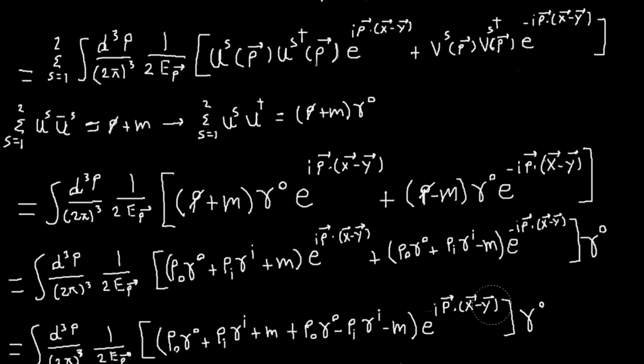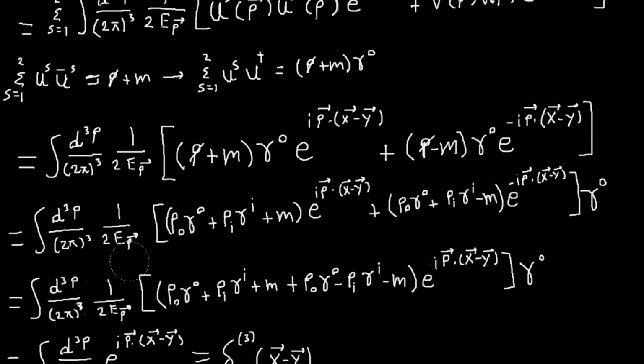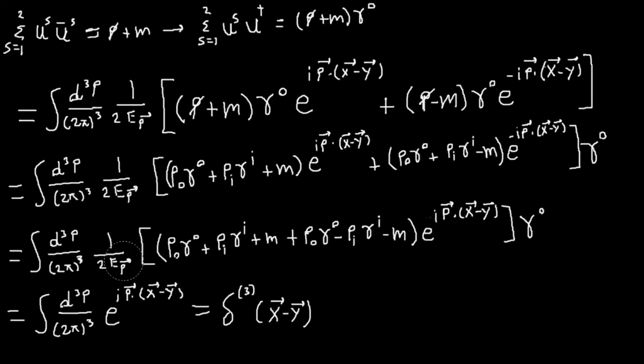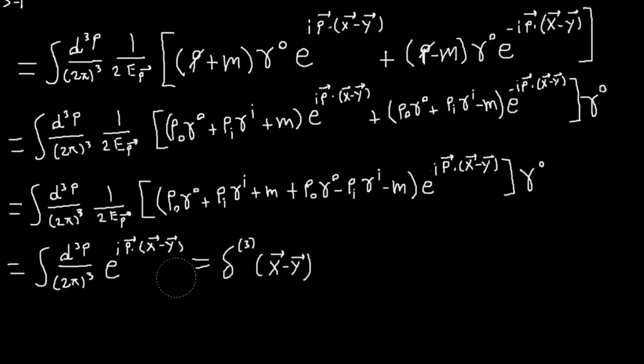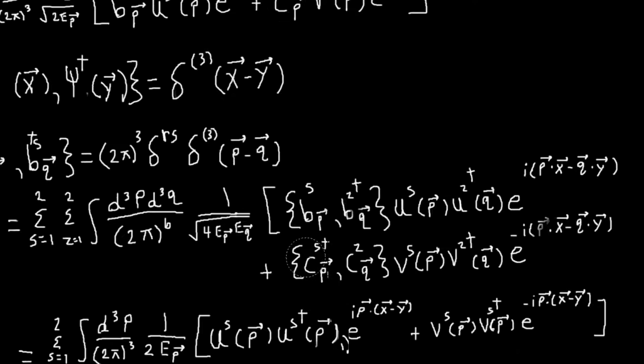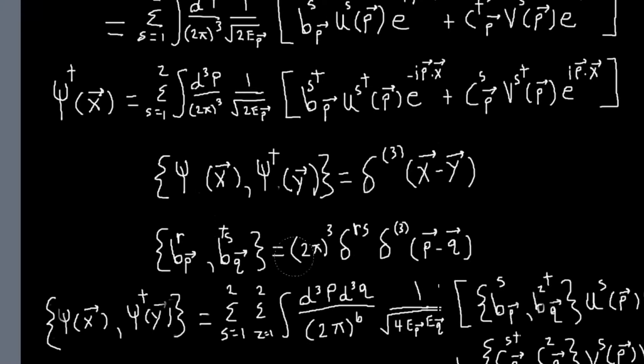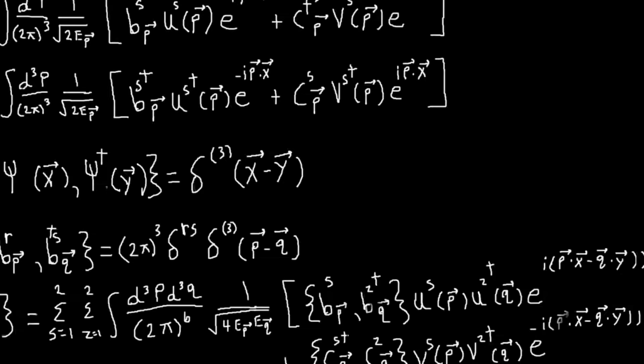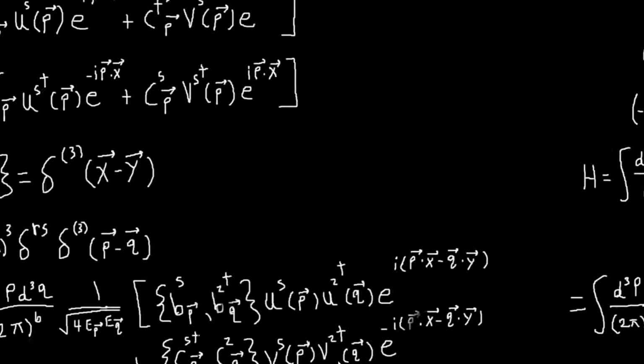And then this gamma naught will cancel. Well, gamma naught squared is 1, so that goes away. And then p naught is E_p, so I'll have 2E_p that cancels with this. And so I just end up with this exponential form of the Dirac delta. So our fields do satisfy the anti-commutation relation that they should, assuming our creation and annihilation operators satisfy this relation. So I'll stop here for now, but next time we'll do the Hamiltonian.